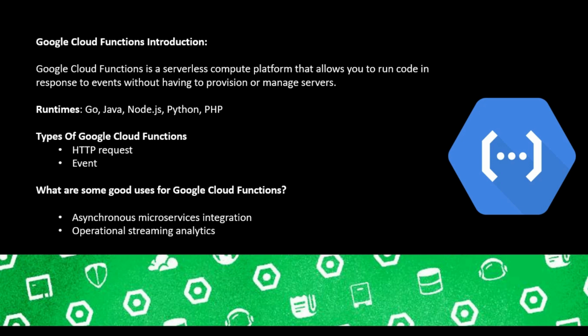Next is the types of Google Cloud Functions. A Google Cloud Function is triggered directly by an HTTP request or an event. Next, what are some good usages of Google Cloud Functions? There are two types: asynchronous microservice integrations and operational streaming analysis. With asynchronous microservice integrations, we can connect with third-party APIs, pull data from mobile app backends, or enhance workflow automations. Next is operational streaming analysis. We can gather information from IoT devices, or perform image analytics.